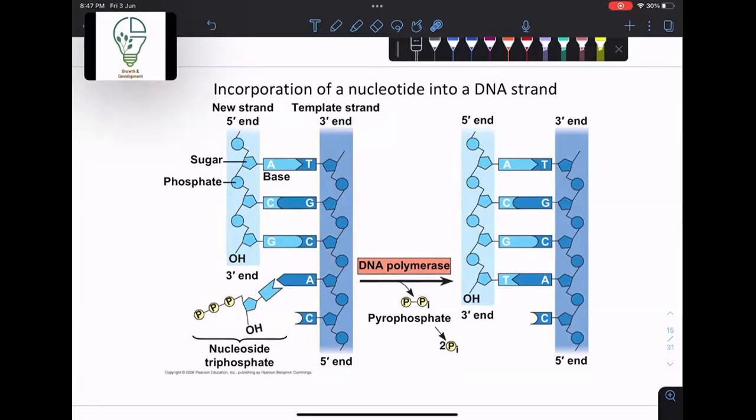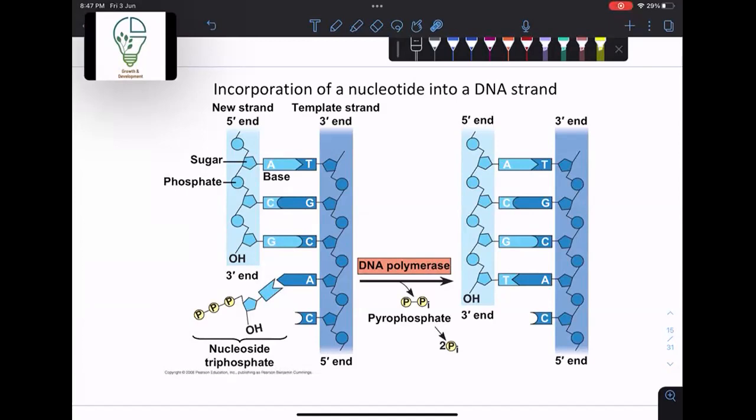We have something called the DNA helicase, which opens up the DNA molecule. Once it opens it up, we have something called the topoisomerase, which cuts and fixes the supercoiling of the DNA molecule. Once that is done, we have the RNA primer, which comes and attaches to the DNA strand, and it basically makes room for the DNA polymerase to act.